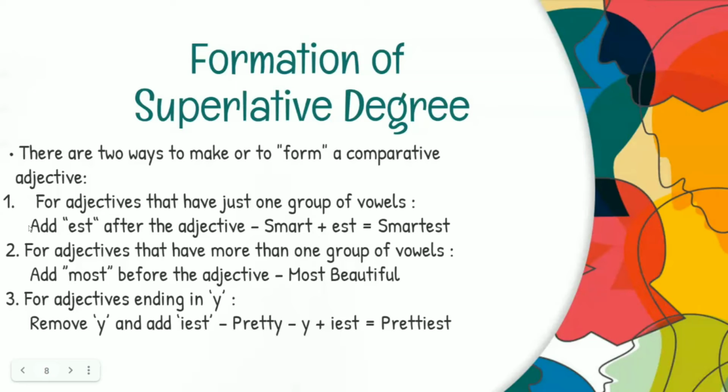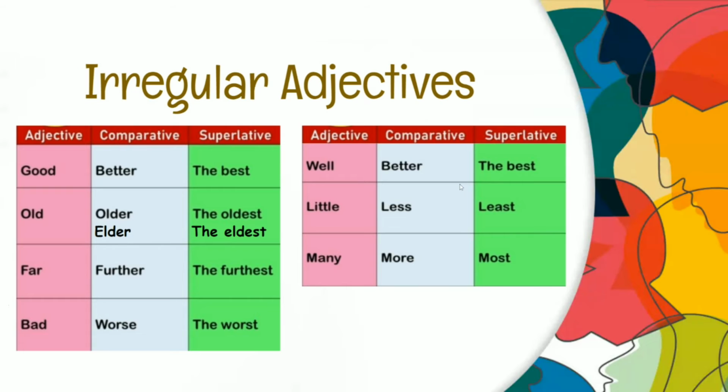First, the rules remain the same. The only difference is if there is one group of vowel, in comparative degree we add ER, and in superlative degree we add EST. Second rule, we add more in comparative degree and most in superlative degree. Similarly, with third rule as well, we remove Y and add IEST, but in comparative we add IER. So pretty, prettiest, beautiful, most beautiful, smart, smartest.